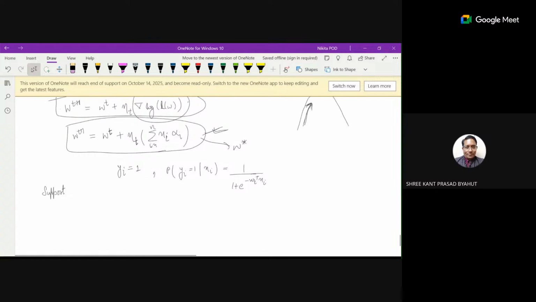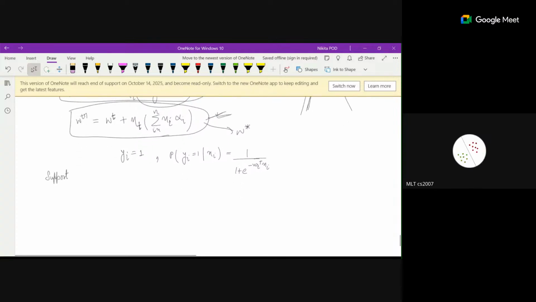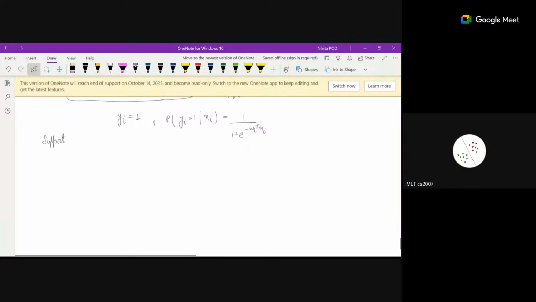So you can look at the theory yourself also, if you are interested. All right, let's move to the next topic. The next topic we have is support vector machine.